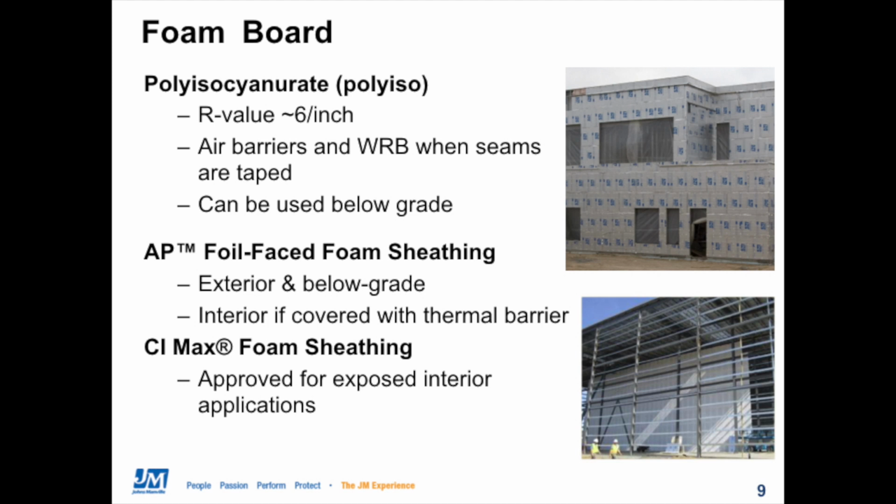JM CI Max foam sheathing has actually been tested and specifically approved so that we can leave it exposed on the interior of buildings without a thermal barrier. Because of that, CI Max comes with a plain white or silver side that doesn't have any printing, to provide a clean, visible surface. And the lower right photo shows an example of CI Max installed, some white CI Max on the interior of a large building.